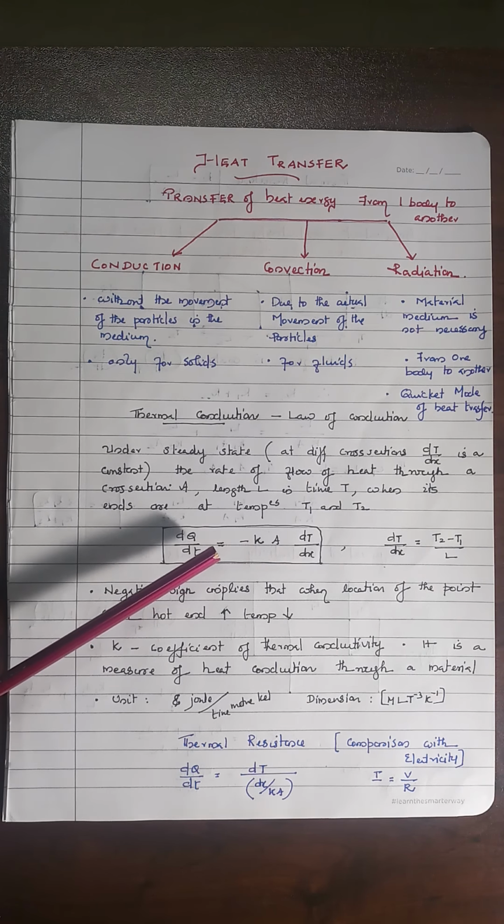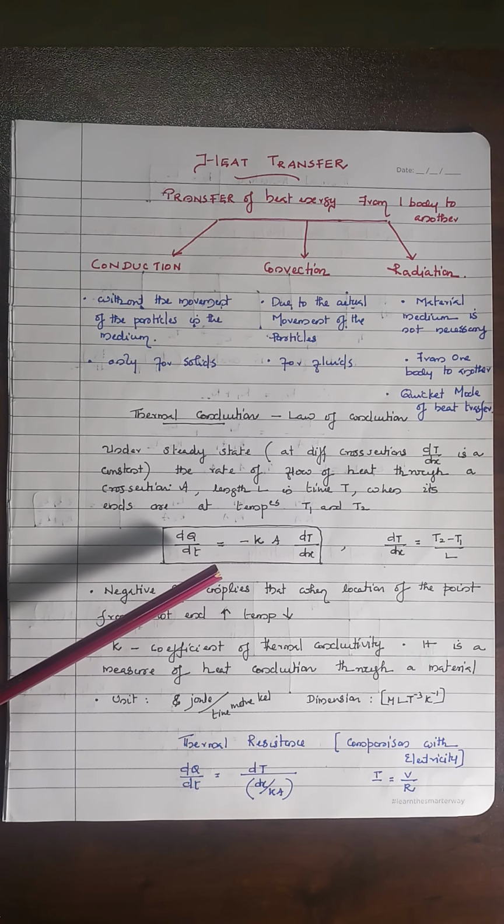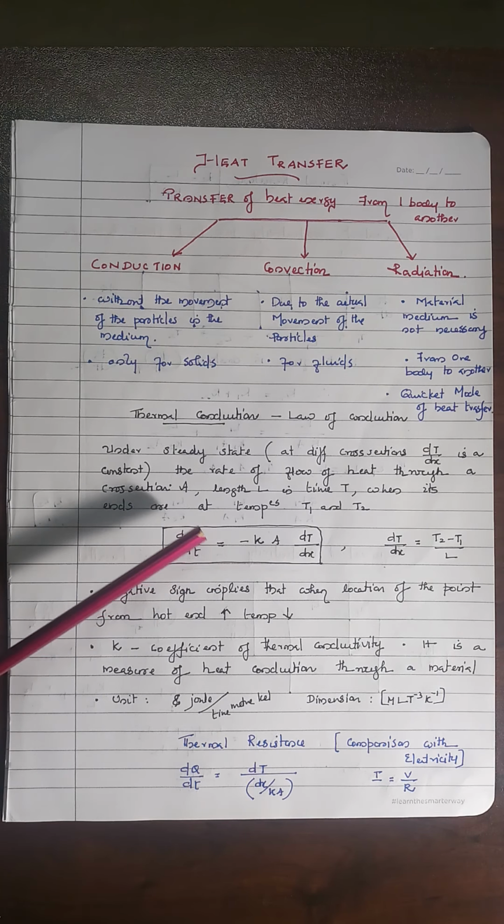Here the negative sign implies that if you look at the location of the point from the hot end, as that location increases, the temperature decreases. So this law is very important. The rate of flow of heat energy dq by dt is equal to minus KA into dT by dx.